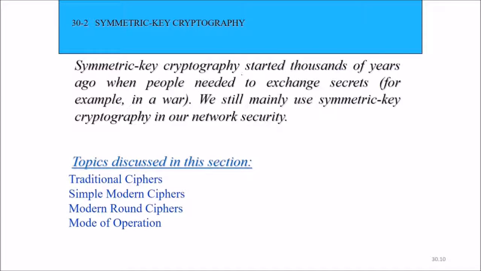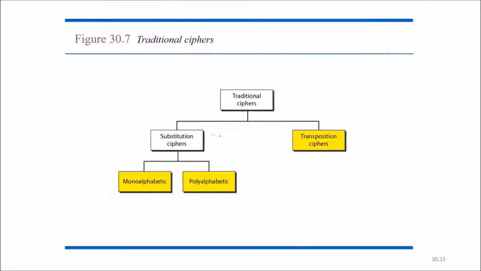First, we'll talk about symmetric key cryptography. In symmetric key cryptography, it started thousands of years ago when people needed to exchange secrets, more often in wars, because you don't want your data or content to be seen by any of the enemy. We still mainly use symmetric key cryptography in network security. We'll see all these: traditional ciphers, simple modern ciphers, modern round ciphers, and modes of operation.